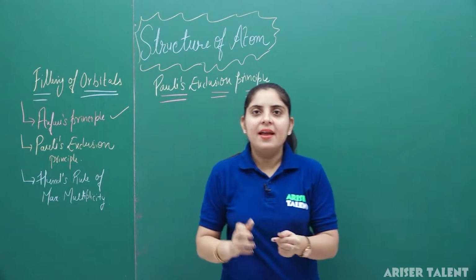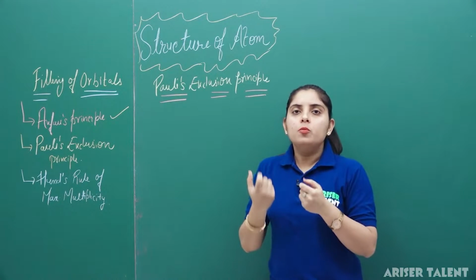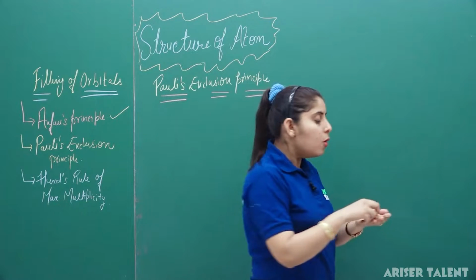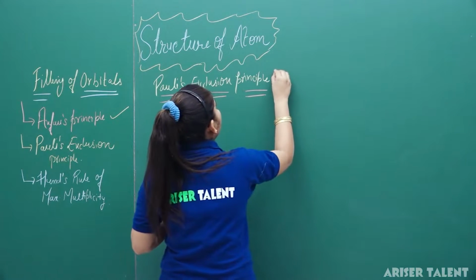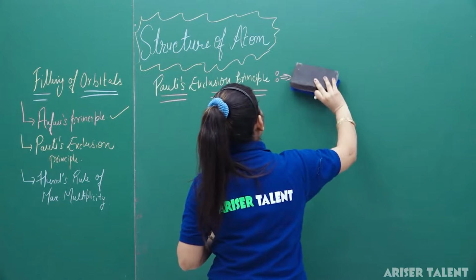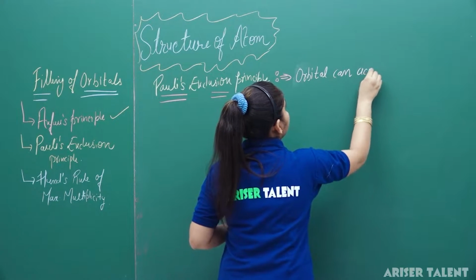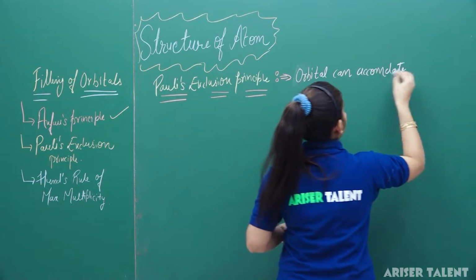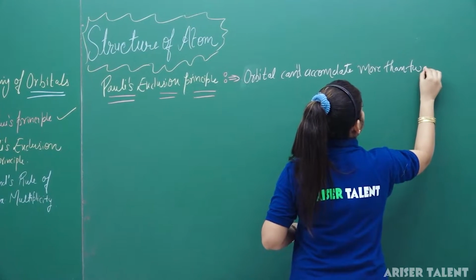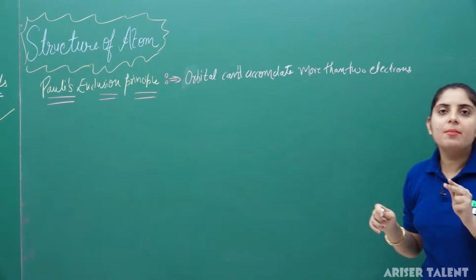Pauli's exclusion principle states that an orbital cannot accommodate more than two electrons, and both the electrons that are present in the orbital must have opposite spins.